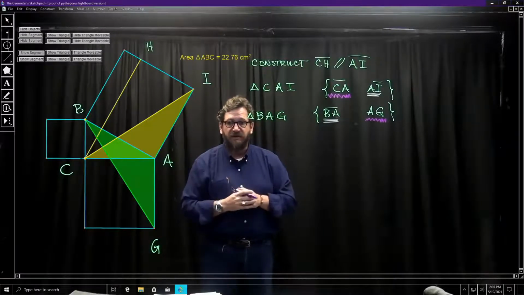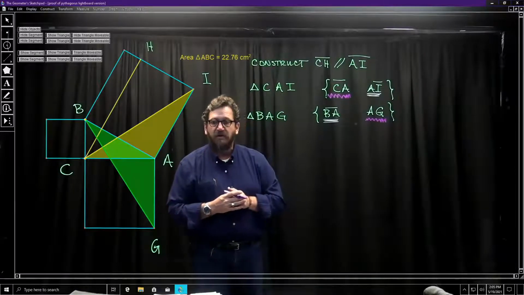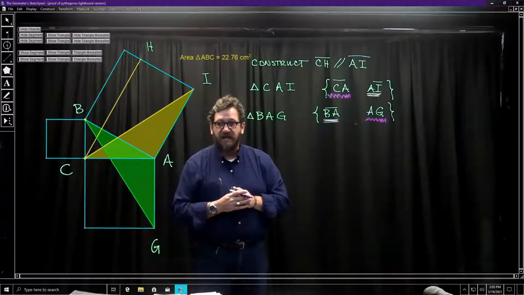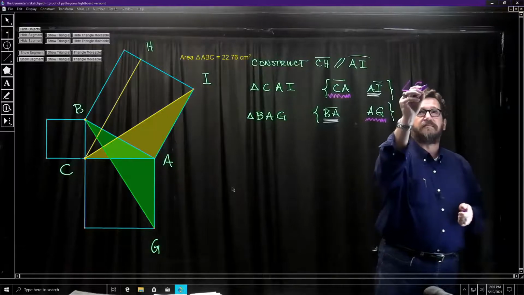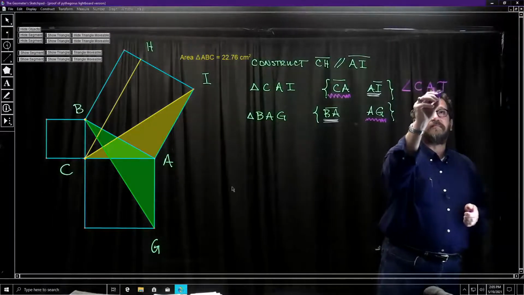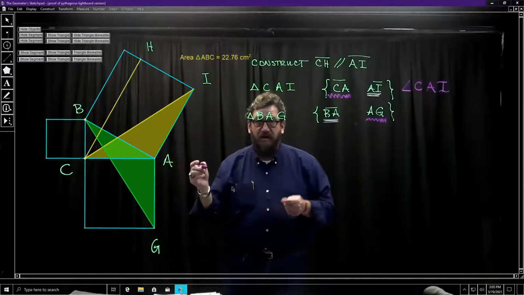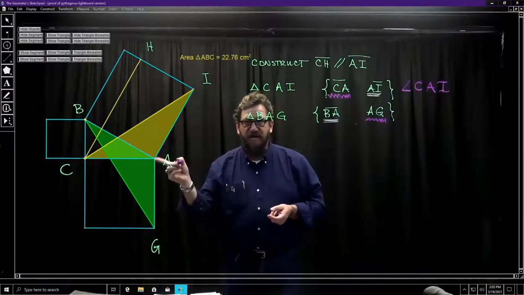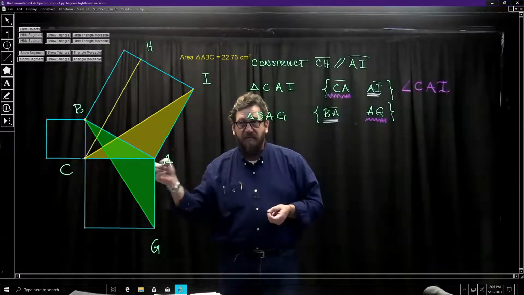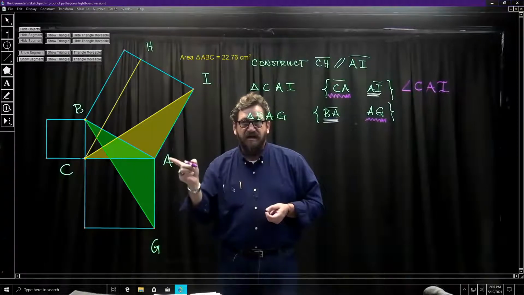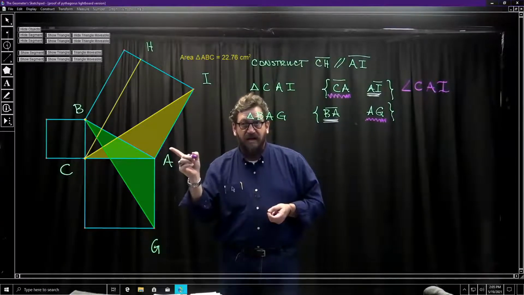But also something else is fascinating with both of these triangles. Look at angle CAI. Angle CAI is, I'm going to call it, a composite angle. It's made of two pieces. This little angle right here at A, and I call it A because it's CAB, it's the angle inside my original right triangle, and a right angle.